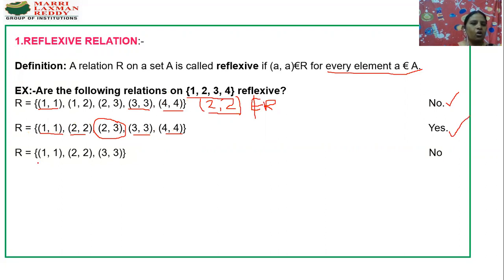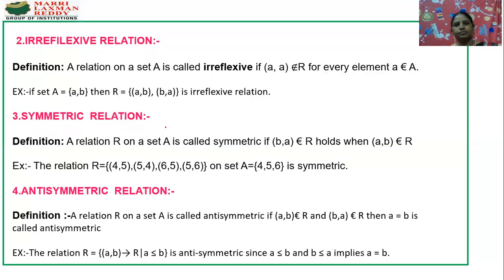Coming to the third one, (1,1) is there, (2,2) is there, (3,3) is there, but (4,4) is not present in the relation, so it is not a reflexive relation. So we can write it as no. The first and third examples are not reflexive relations. Only the second example is a reflexive relation.